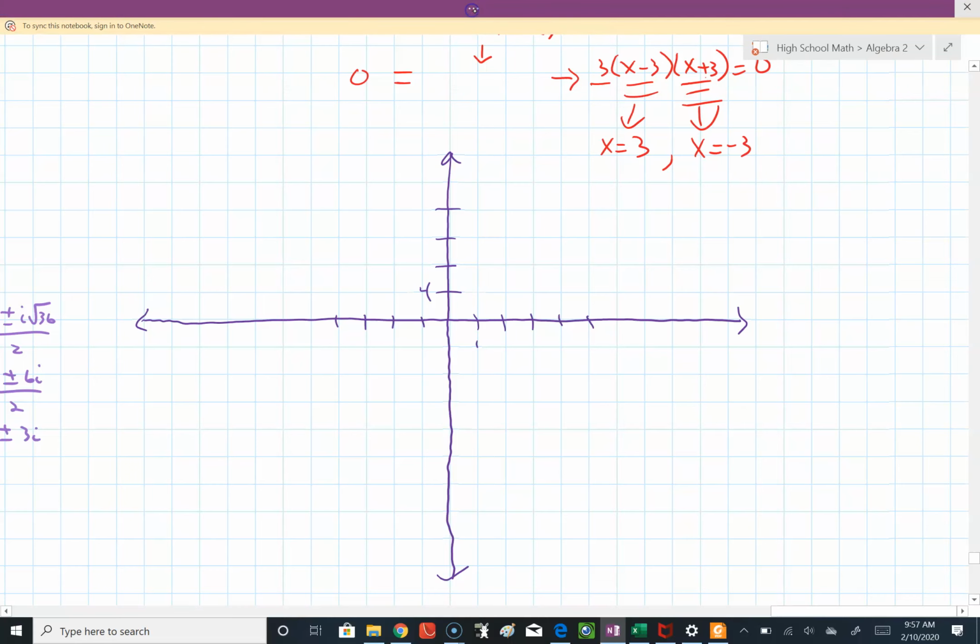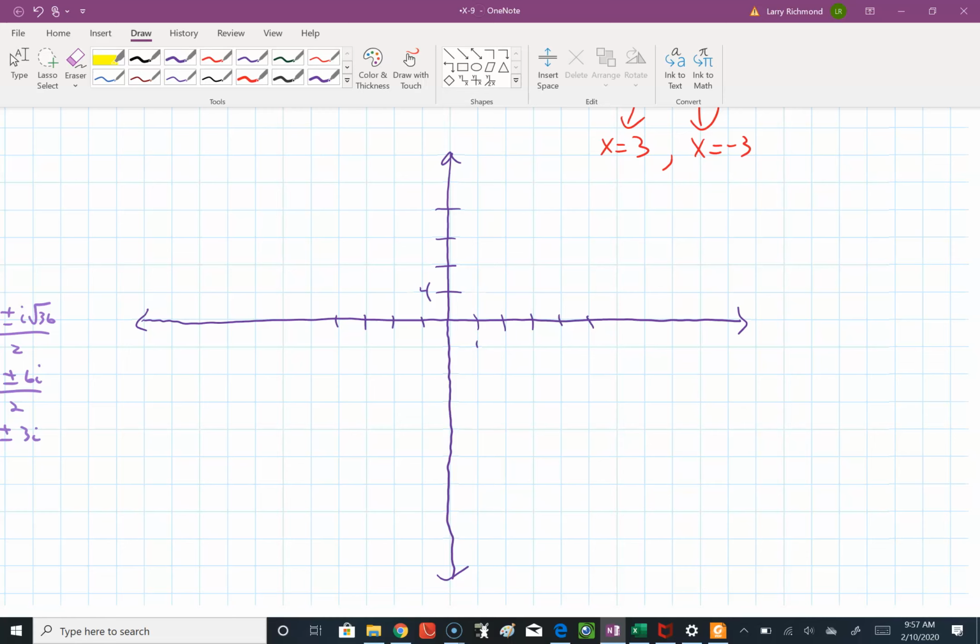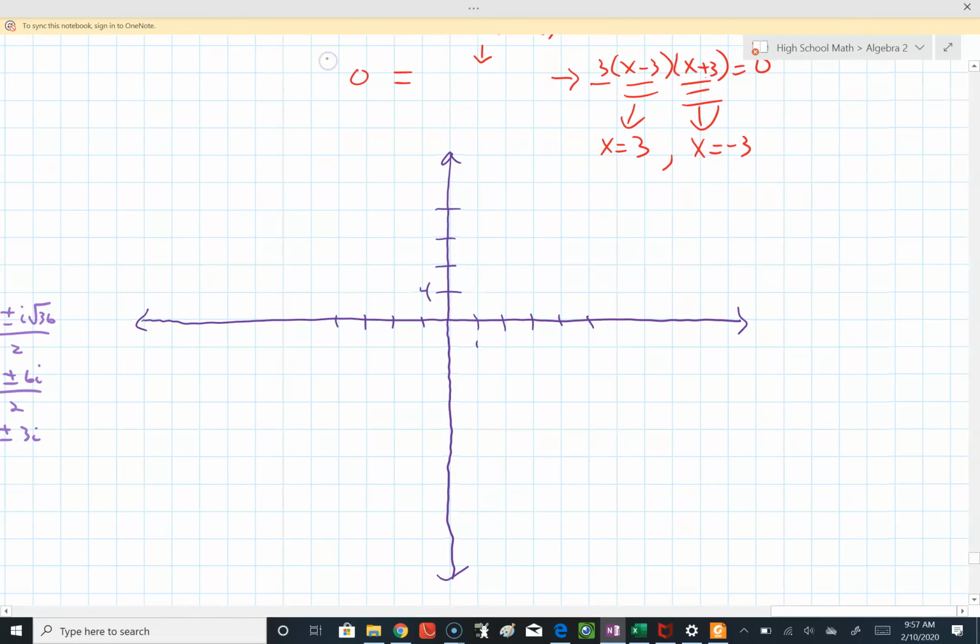One more time. What are they? 1. I'm going to draw a vertical line at 1. X equals 1. And -2. And I'm going to draw a vertical line at -2. These are fundamental parts of the graph.